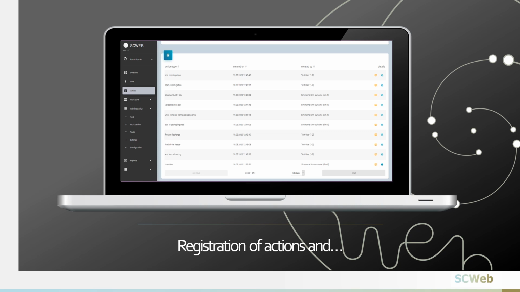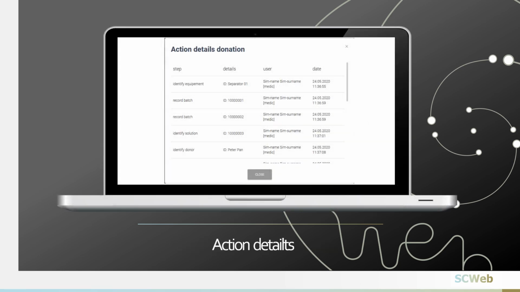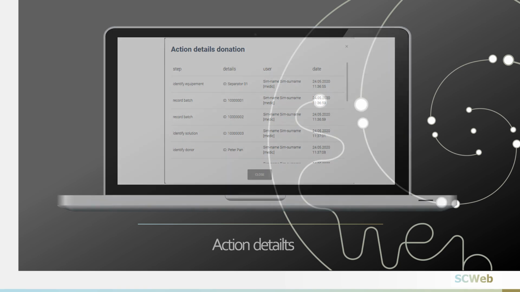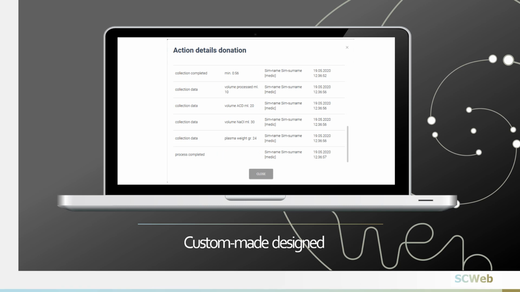In our portal, all accomplished actions will be registered. The next slides highlight these actions. The detail of the donation process will identify each action performed by the user. The consistency of the activity will show how the actions respond to the defined checklist. The actions can be designed around the customer's needs.